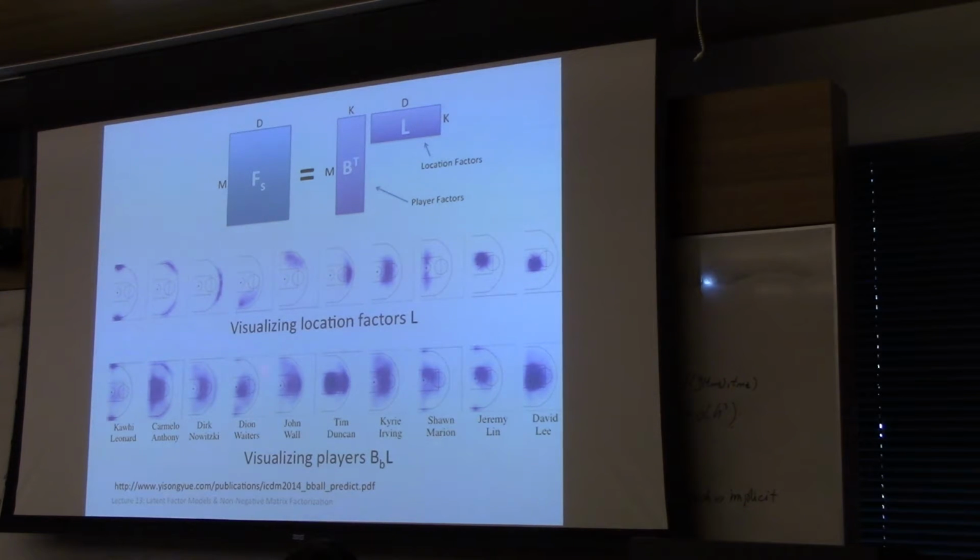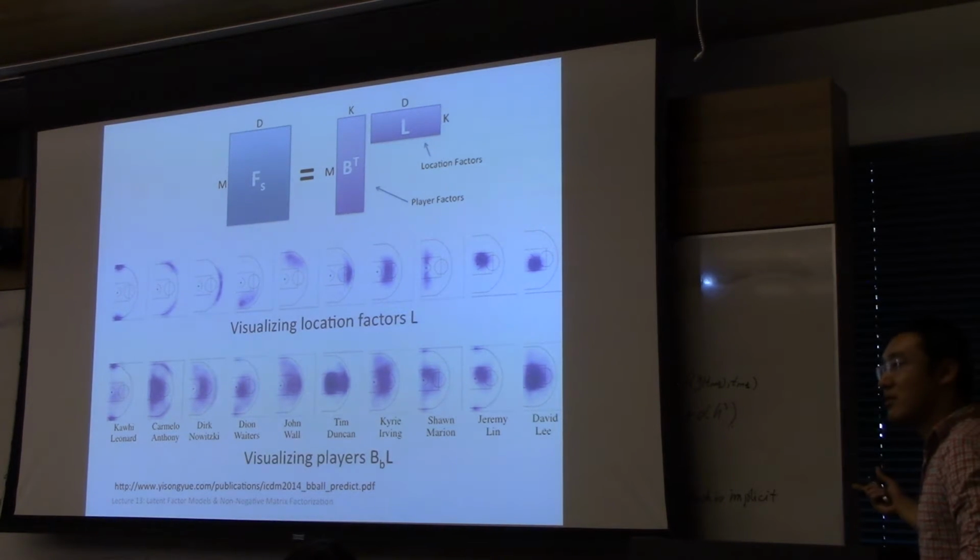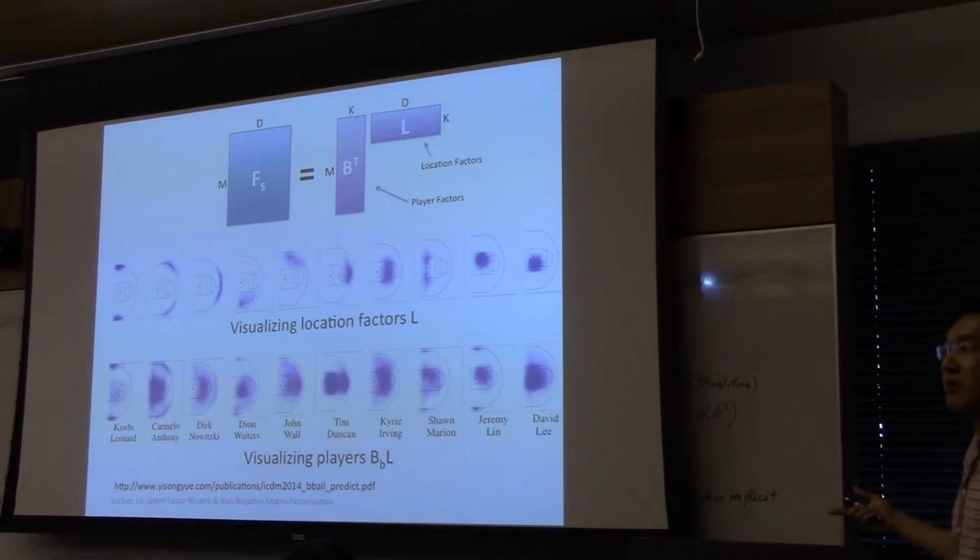Every player's shot chart can now be modeled as a linear combination of 10 numbers. So we can model every player not using a 2,000-dimensional model, but now a 10-dimensional model for every player. And it's non-negative, so it's just a non-negative linear combination of these, and this is what this looks like.